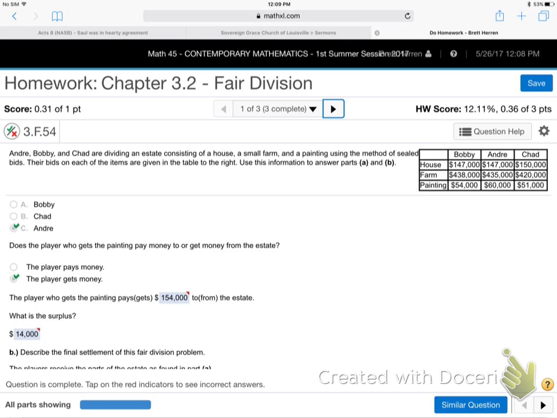Andre, Bobby, and Chad are dividing an estate consisting of a house, a small farm, and a painting. Using the method of sealed bids, their bids on each of the items are given in the table to the right. Use this information to finish the problem.